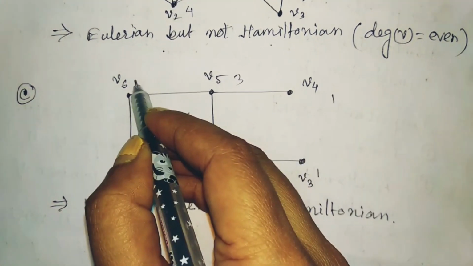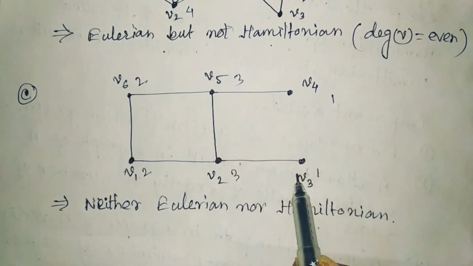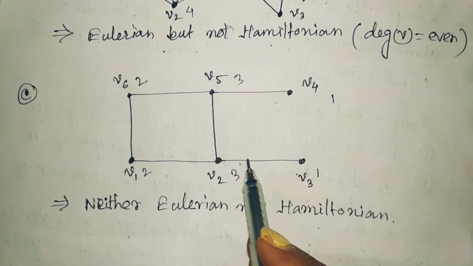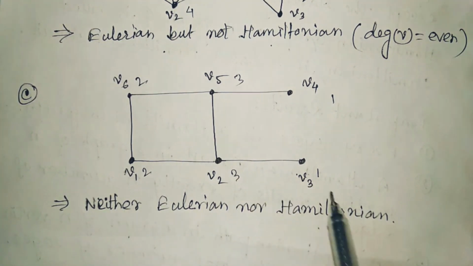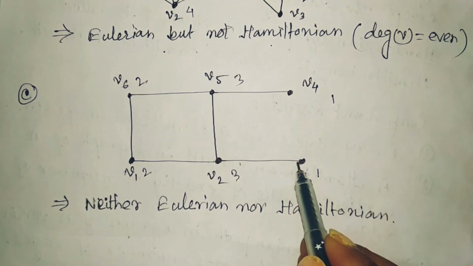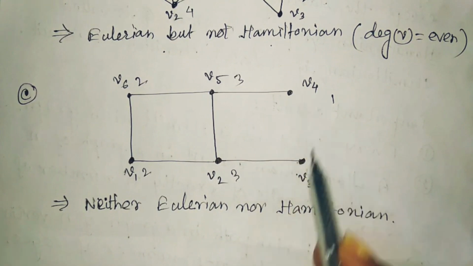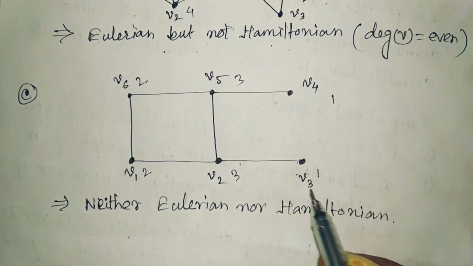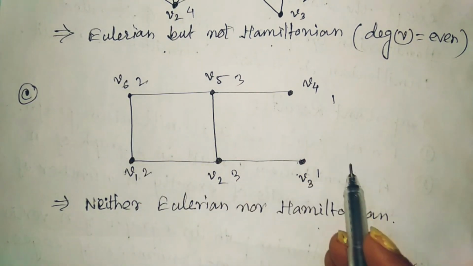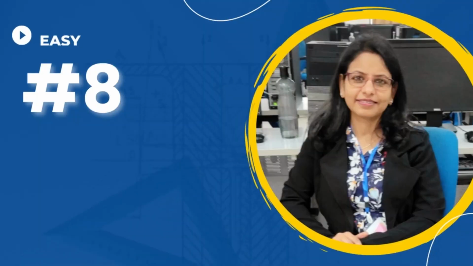Now if this one is the graph, here the degrees of the vertices are 2, 3, 1, 1, 3 and 2. So odd degree vertices are 1, 2, 3, 4. So this is more than 2. Hence not an Euler graph, but the Hamiltonian path can be drawn. This one V3 to V2 to V1, V6, V5 and V4. But it does not consist of a Hamiltonian circuit. Hence, this is neither an Eulerian graph nor a Hamiltonian graph.